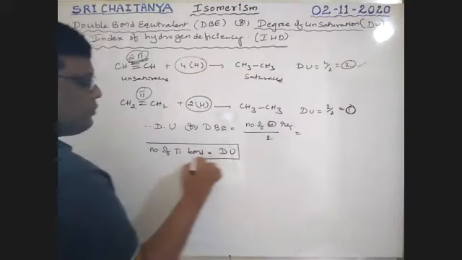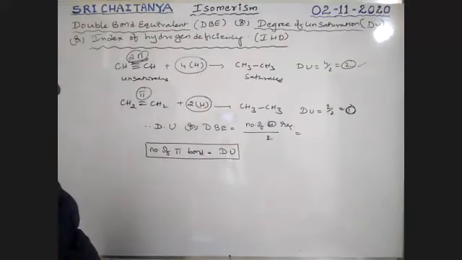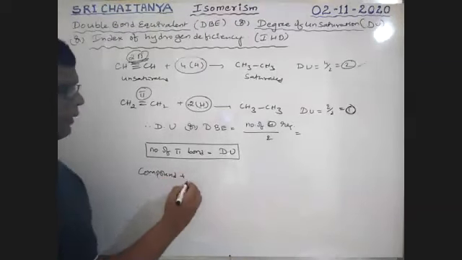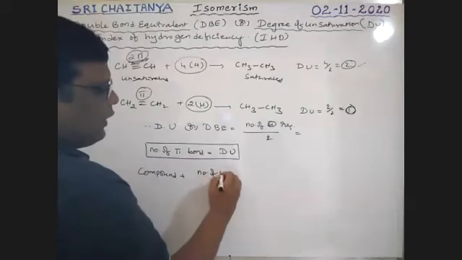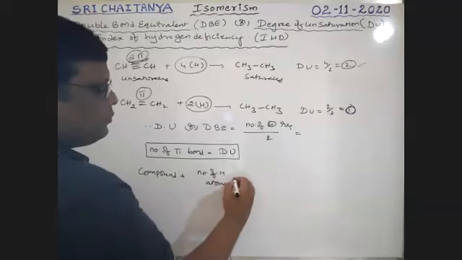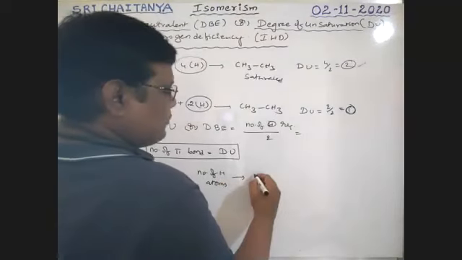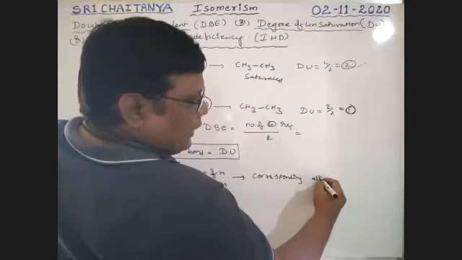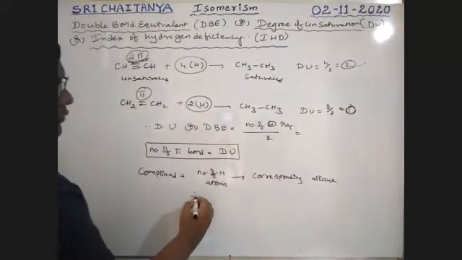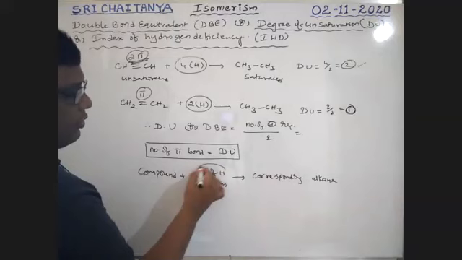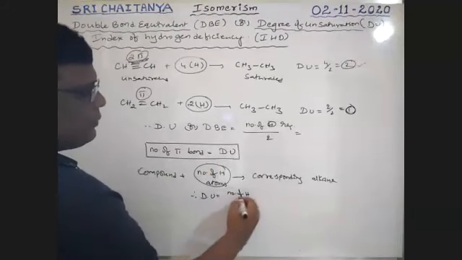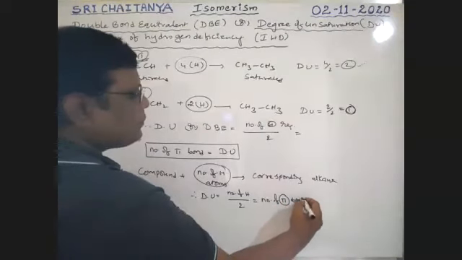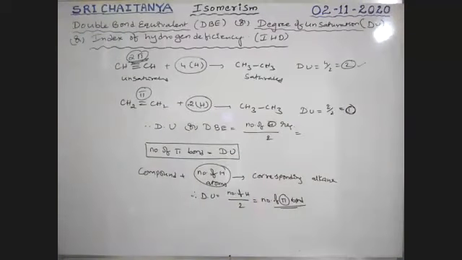It is the first condition, boys. That means a given compound plus the number of hydrogen atoms gives the corresponding alkane. Alkane means saturated. Therefore, degree of unsaturation is equal to the number of hydrogens required divided by 2, which is equal to the number of pi bonds.